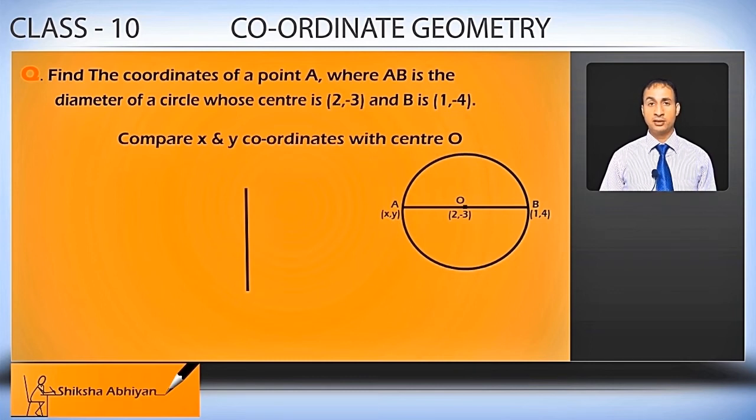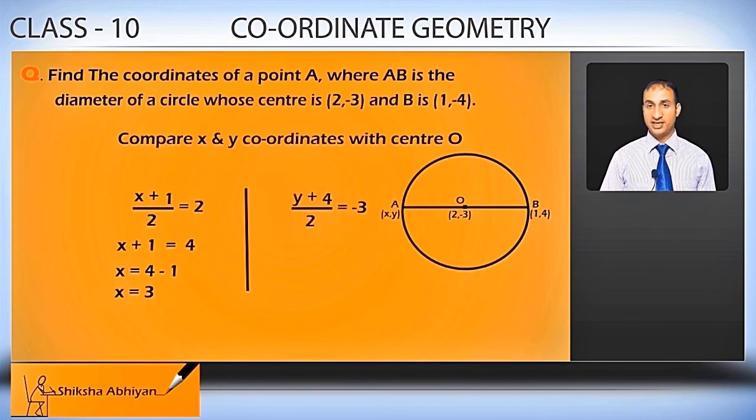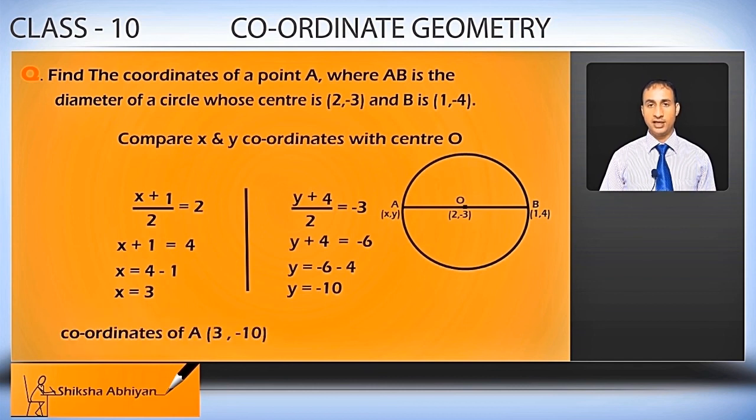So (x plus 1) upon 2 is equal to 2, that is x plus 1 is equal to 4 and x is equal to 4 minus 1, that is x is equal to 3. Now (y plus 4) upon 2 is equal to -3, so y plus 4 is equal to -6 and y is equal to -6. When we bring 4 to the right it becomes -4, so y is equal to -10. So the coordinates of A is (3, -10). This is the required coordinate.